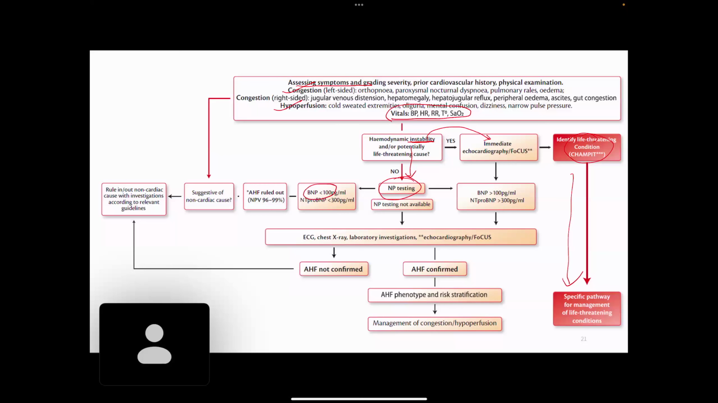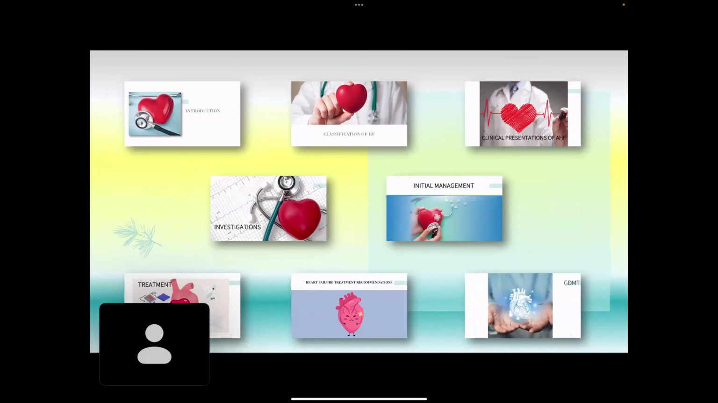If NT-proBNP testing comes negative, heart failure is ruled out. If the NT-proBNP is positive, that means heart failure is confirmed. Further, you proceed with ECG, chest X-ray, and echo. Confirm the heart failure. Look at the type of heart failure. I already discussed the 4 phenotypes of heart failure. That is acute decompensated heart failure, acute pulmonary edema, isolated RV failure, and cardiogenic shock. Based on that, you have to consider treatment. So that is about investigations.